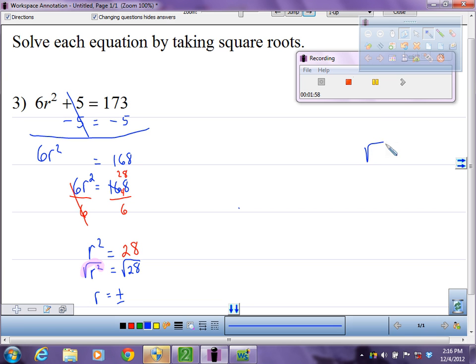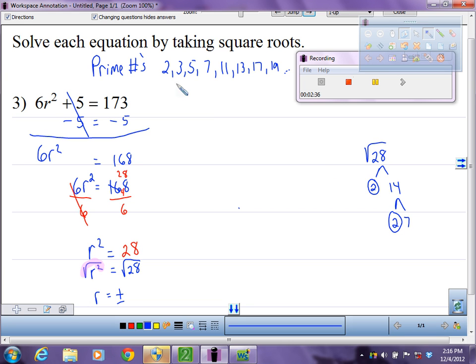Well, if I take that square root of 28 and I take it all the way down to the prime numbers. You remember the prime numbers? It's 2, 3, 5, 7, 11, 13, 17, 19, so on and so forth, right? Numbers that can only be divided by itself and 1. So here's my 28. It ends in an 8, so I can definitely divide it by 2 because the last number is even. And then the 14 is actually 2 times 7. These 2 are prime numbers, and even the 7 is a prime number, so I can close those branches.